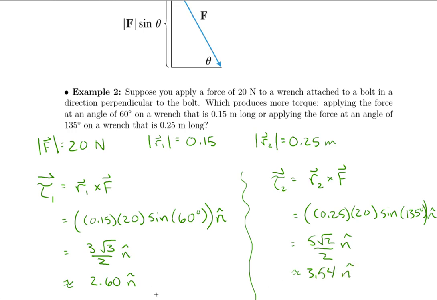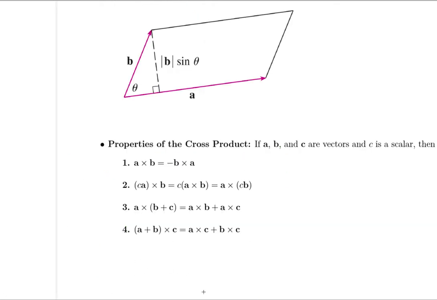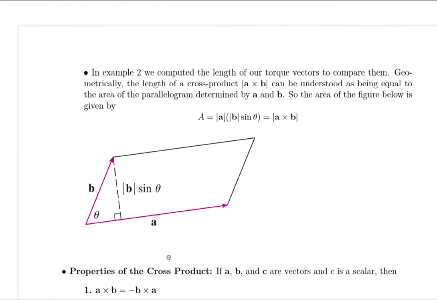So what we can see here is that the magnitude of this torque is a lot greater than the magnitude of this torque. So we would rather have the longer wrench and pull at 135 degrees than have the shorter wrench and pull at 60 degrees. All right.